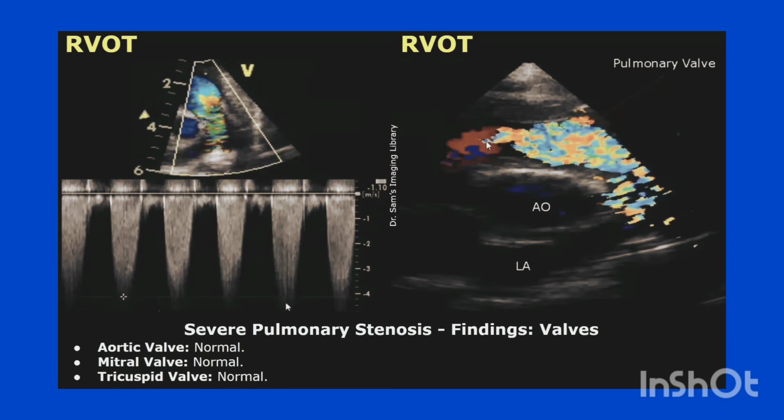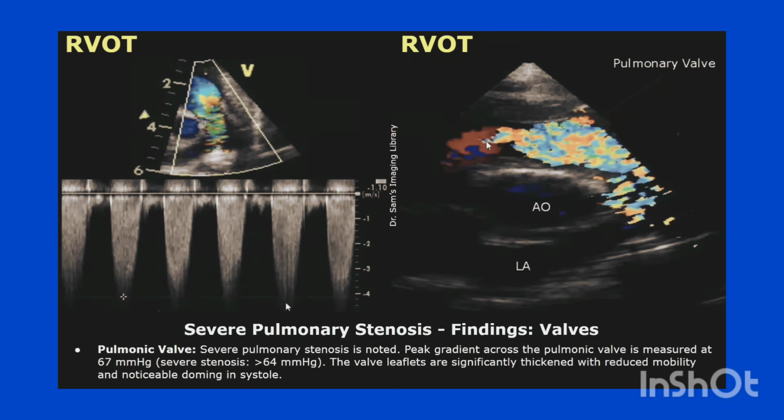The aortic, mitral, and tricuspid valves are normal. In the pulmonic valve, severe pulmonary stenosis is noted. Peak gradient across the pulmonic valve is measured at 67 millimeters of mercury, which indicates severe stenosis. The valve leaflets are significantly thickened with reduced mobility and noticeable doming in systole.